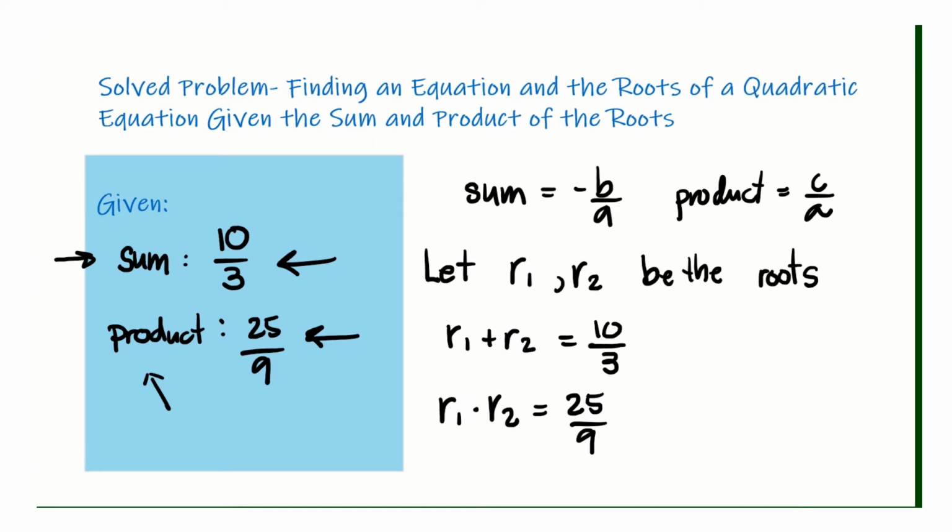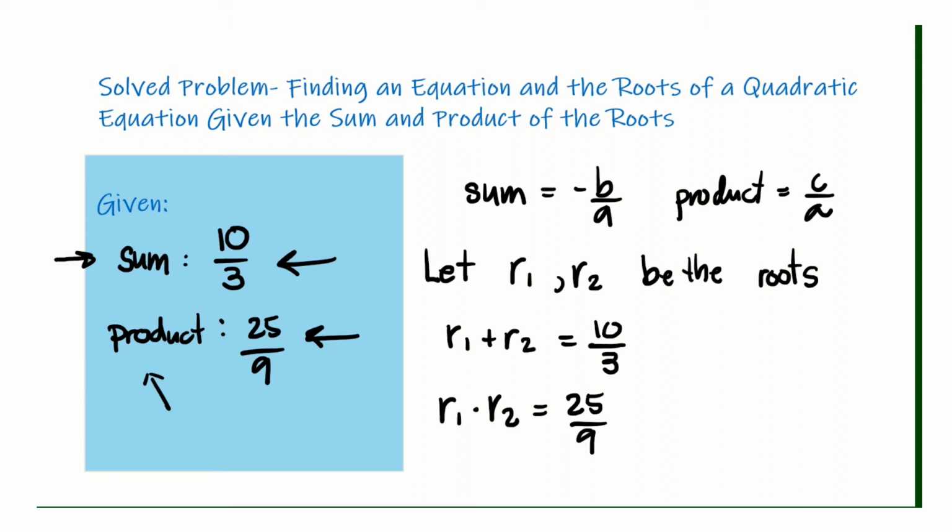And this becomes a problem of systems of equations in two unknowns. If you are familiar with solving systems of equations in two unknowns, this is just an application of that. Basically what we're looking for are R1 and R2, but I will show you in this video that we don't even have to look directly for the roots before we can find the equation. What do I mean by that? Let me show you.